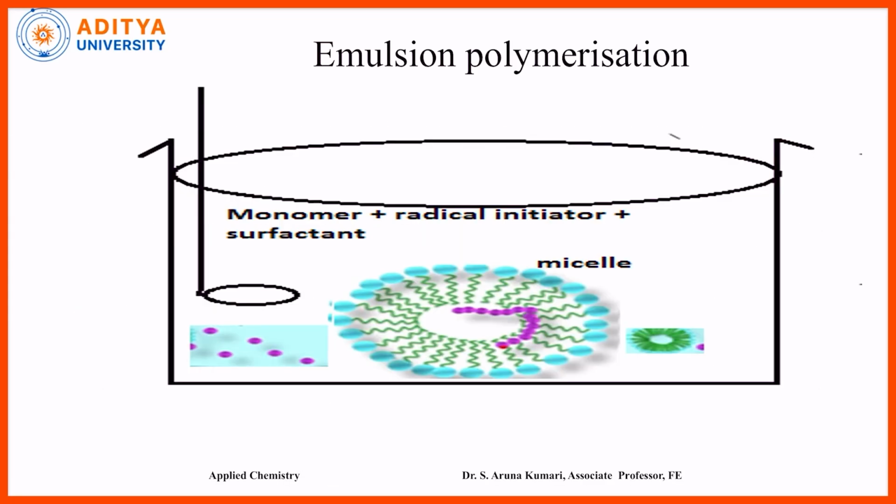Here we have a picture of emulsion polymerization taking place. Here we can see in the reaction vessel, we have the monomer, we have the radical initiator and we have a surfactant. And we can clearly see that a monomer is present inside the micelle. Inside this micelle, polymerization continues and when the polymer is formed, we can see the breaking up of the micelle, hence we can separate the polymer from this reaction vessel.